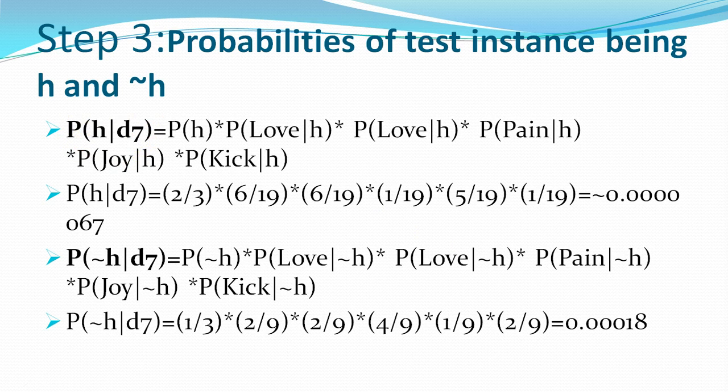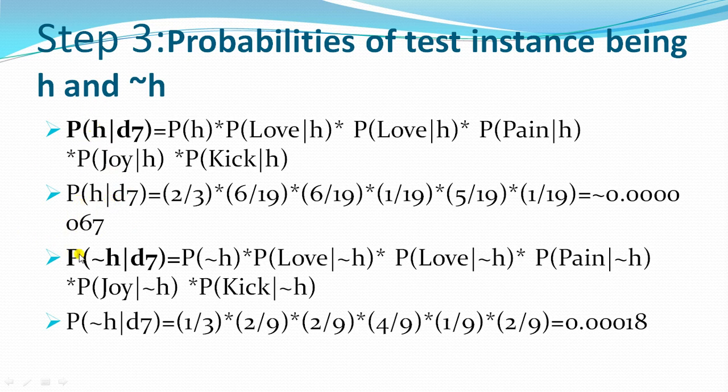Probability of that particular test statement being H, that is the test data, can be 0.00067. So it probably may be under this particular class H. Now we are done with H.